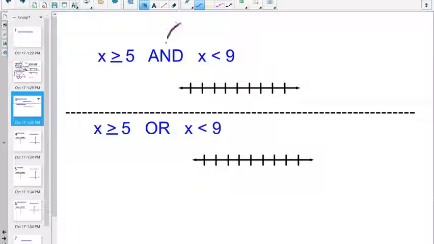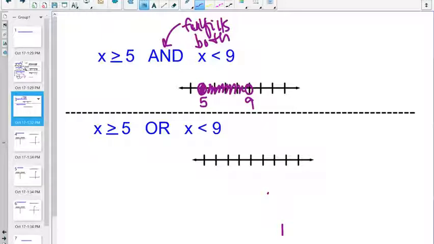I've got an and. So an and means it fulfills both at the same time. So let's see, 5, 6, 7, 8, 9. I want all x's greater than or equal to 5, so I'm going to color that in there. And less than 9, that's only these. Okay, only these things in here are both greater than or equal to 5 and less than 9. When it says or, it could be either or.